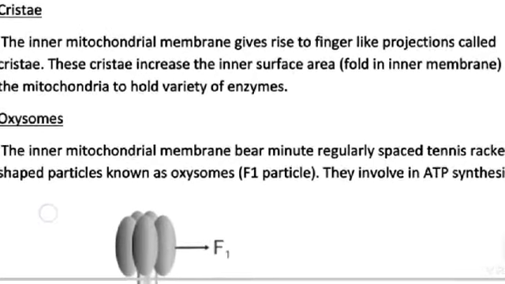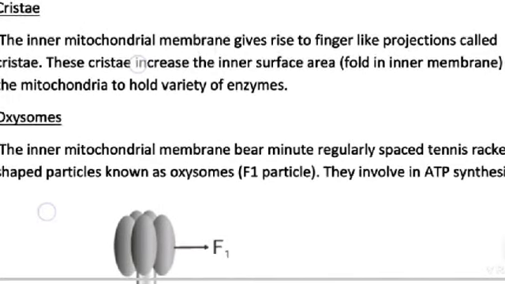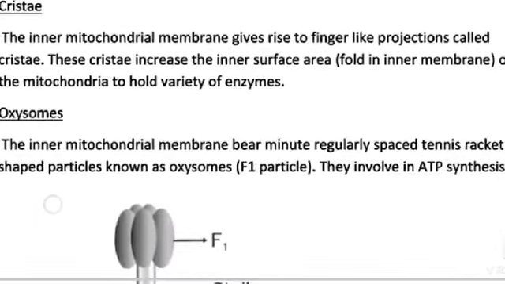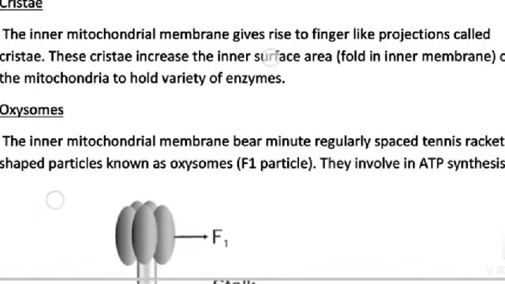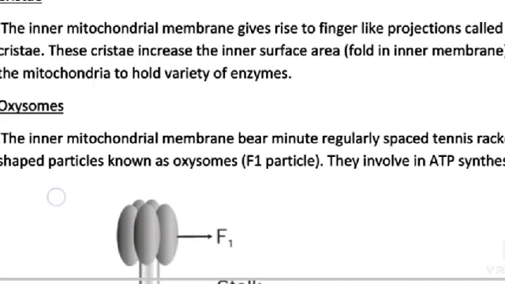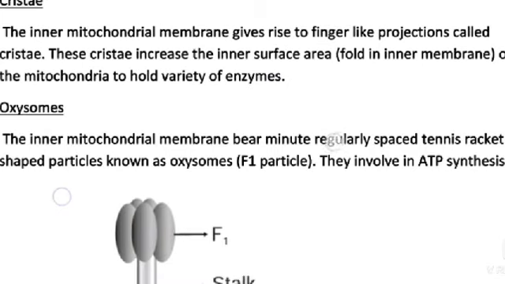Cristae. The inner mitochondrial membrane gives rise to finger-like projections called cristae. These cristae increase the inner surface area, folded in the inner membrane of the mitochondria, to hold a variety of enzymes.